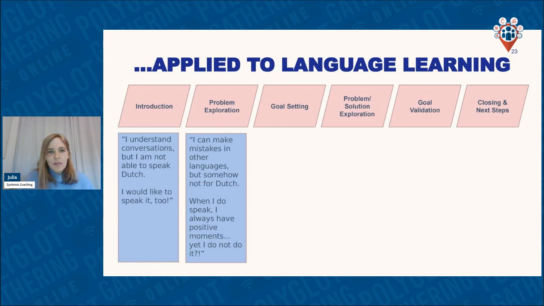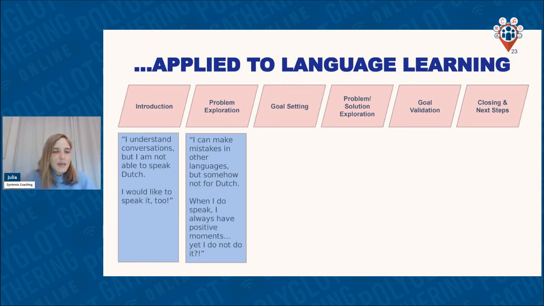But something was blocking me, and I actually didn't know what it was, because I said, actually, in other languages, I have no issues. I can make mistakes, and I'm not so shy to speak. And I don't know, somehow this is not working for Dutch, and I don't understand why, especially because when I was speaking, I actually had positive moments. So when I was trying to speak to the cashier or something, they understood me most of the time, and somehow I still didn't do it. So it was very strange for me.